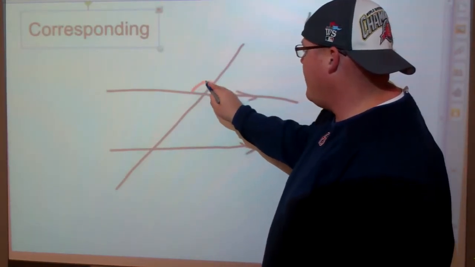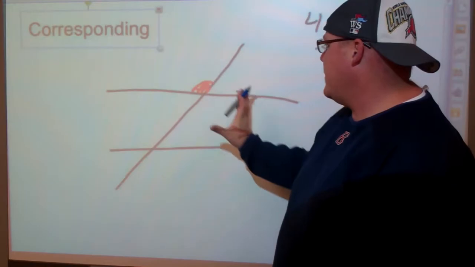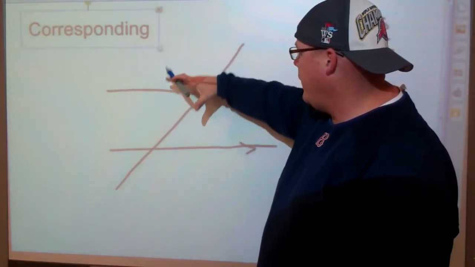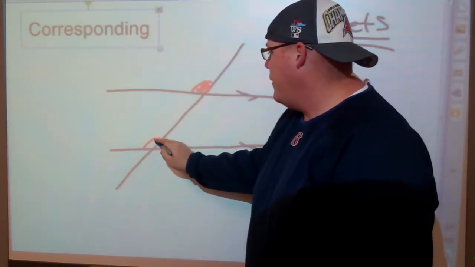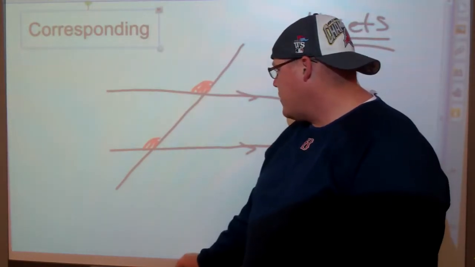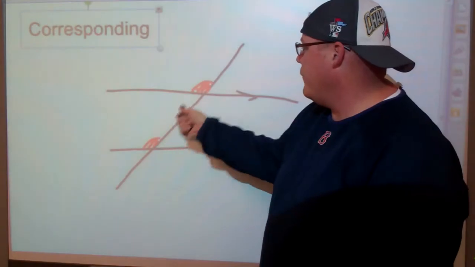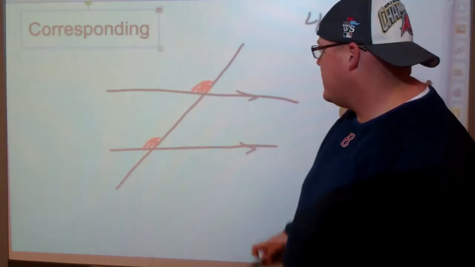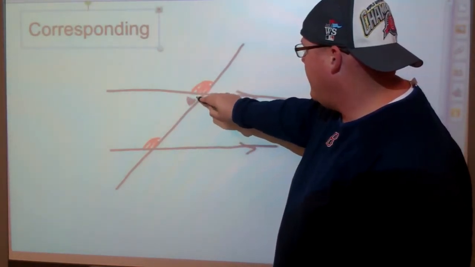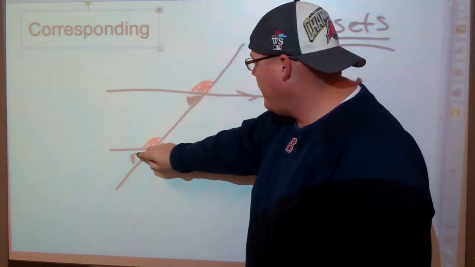So if we're looking at this one, the one that's on the same side of the transversal and on the same side of the parallel line is that one there. So those two angles are corresponding angles, and they're congruent. You'll notice that they're both obtuse. Another set, this one and this one.